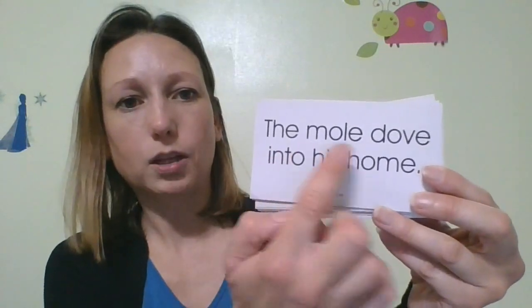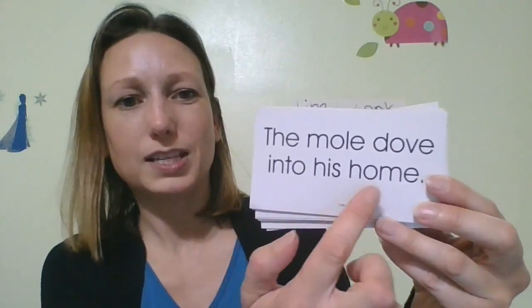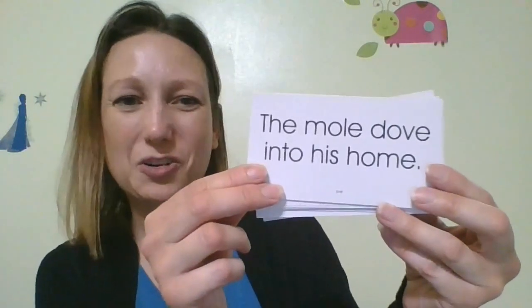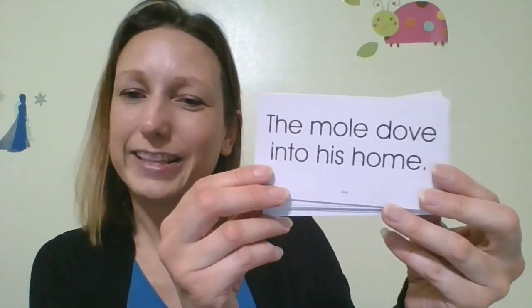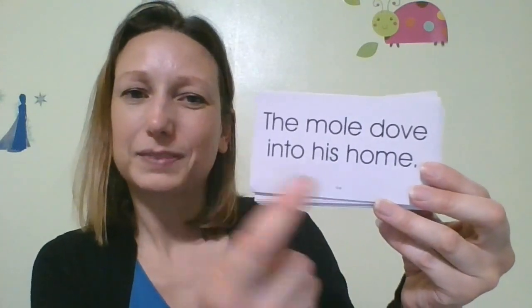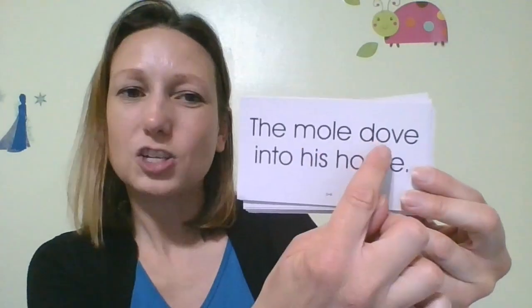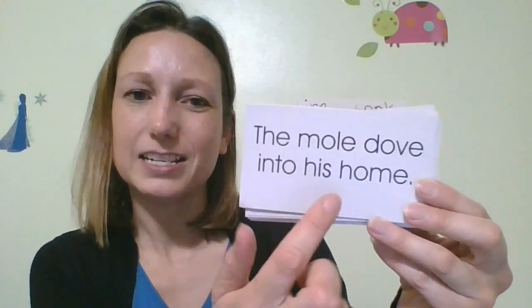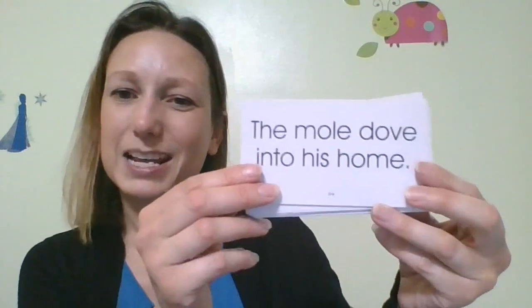The mole dove into his home. And what three words in there have our O consonant E pattern? Mole, dove, home all have O consonant E, and that O says its name, O.